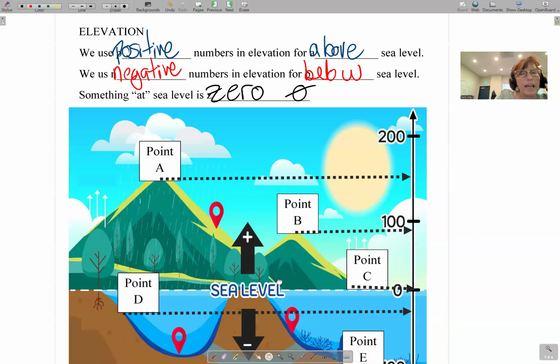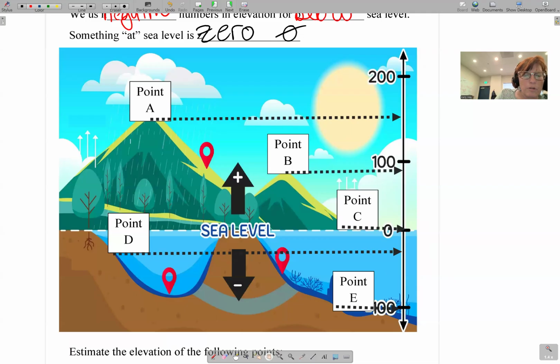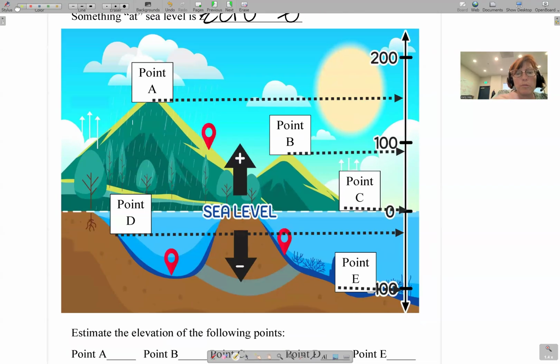So go ahead and I'll give you an example for 2 of these. I'm only going to do 2 of them and then you do the other. So point A, kind of follow it over here. It looks to be about halfway between 100 and 200. So we would take a wild guess. It's approximately 150 feet above sea level. So it would be plus 150 feet.